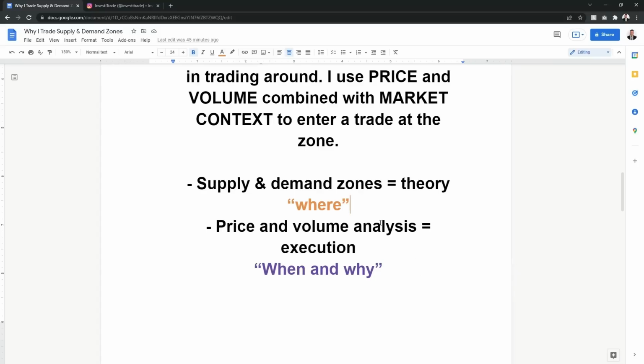So think of it like that. Supply and demand zones are my where. Price and volume tell me when and why. Without my theory and without my execution, I do not have a valid trade, and I will not put a trade on for no other reason than that.